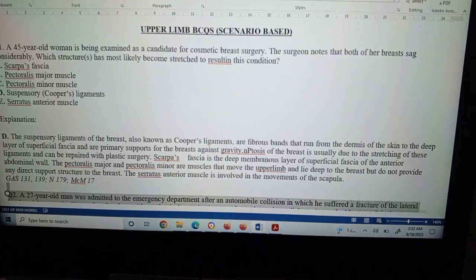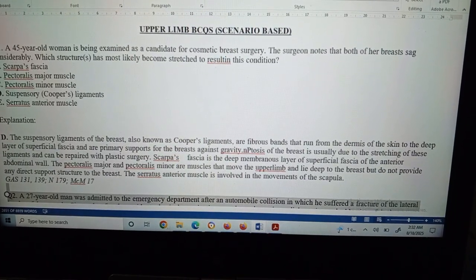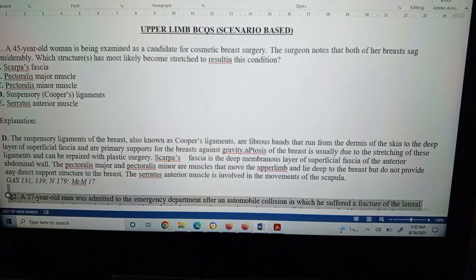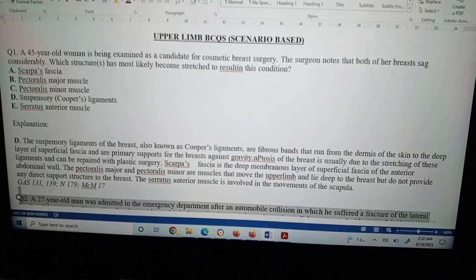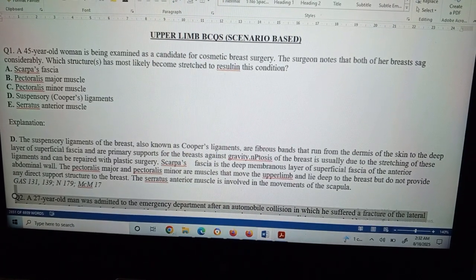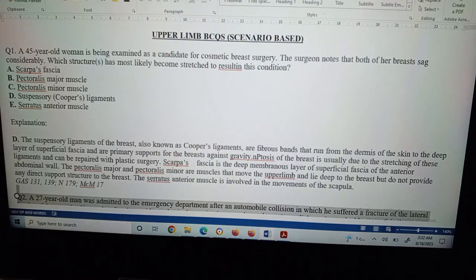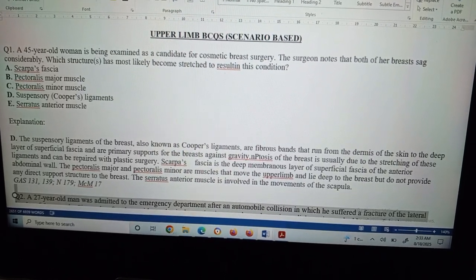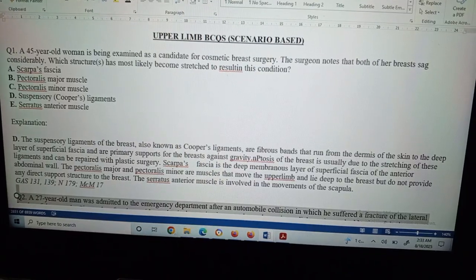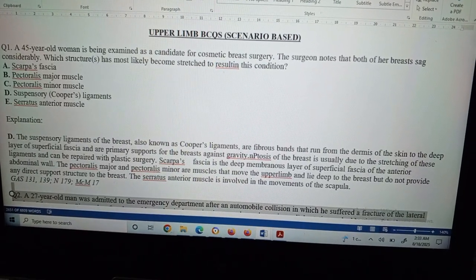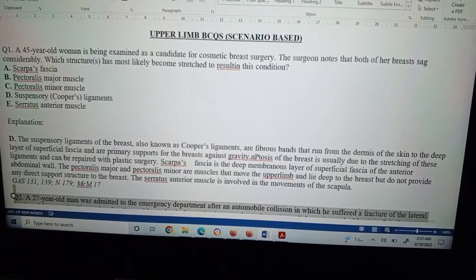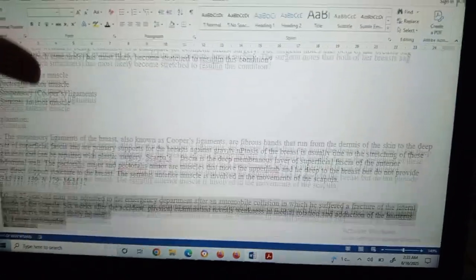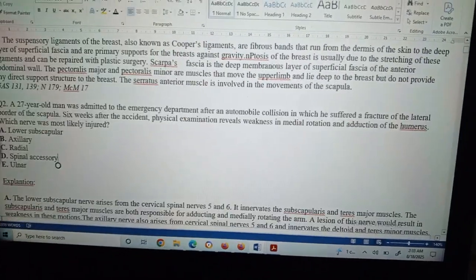and can be repaired with plastic surgery. Camper's fascia is the deep membranous layer of the superficial fascia of the anterior abdominal wall. The pectoralis major and minor muscles help in the movement of the upper limb and lie deep to the breast and do not provide any direct support structure to the breast. The serratus anterior muscle is involved in the movement of the scapula. Now let's talk about question number 2.